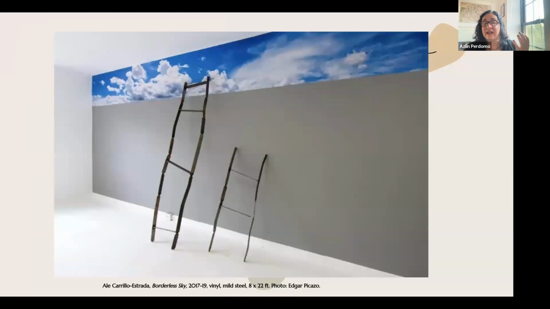Here we have a more conceptual interpretation of what it means to pull the sky down to us. And this is Ale Carrillo Estrada, Borderless Sky. And it's actually in a gallery in El Paso. And it's an interesting way of saying there is no wall tall enough to actually erase the sky. There is no border big enough to cover the sky. So the sky will always be borderless.